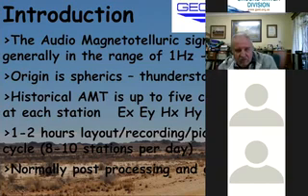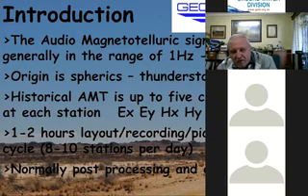The historical audio magnetotelluric setup is up to 5 channels. You have the electric field, X and Y, and then the magnetic field, which is X, Y, and Z, the vertical field. Historically, the layout was quite onerous, 1 to 2 hours for a layout recording. These days, it's gone down to about 20 minutes.